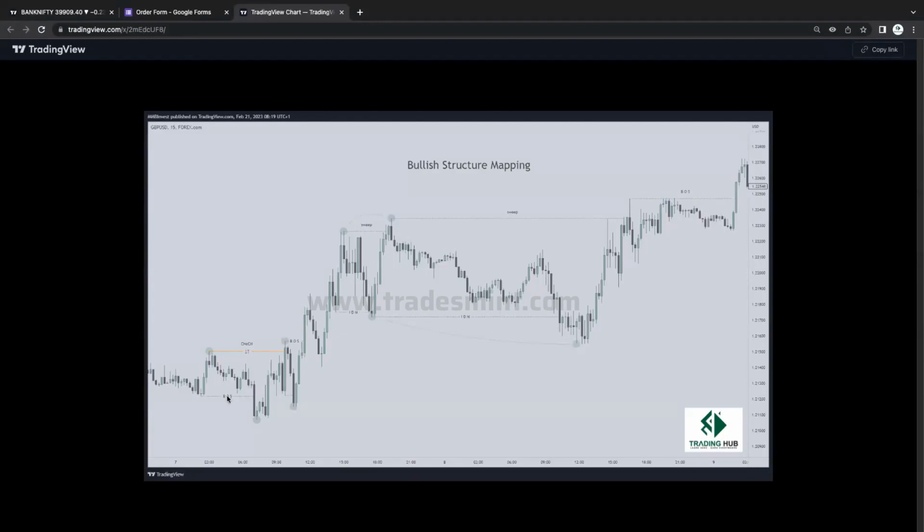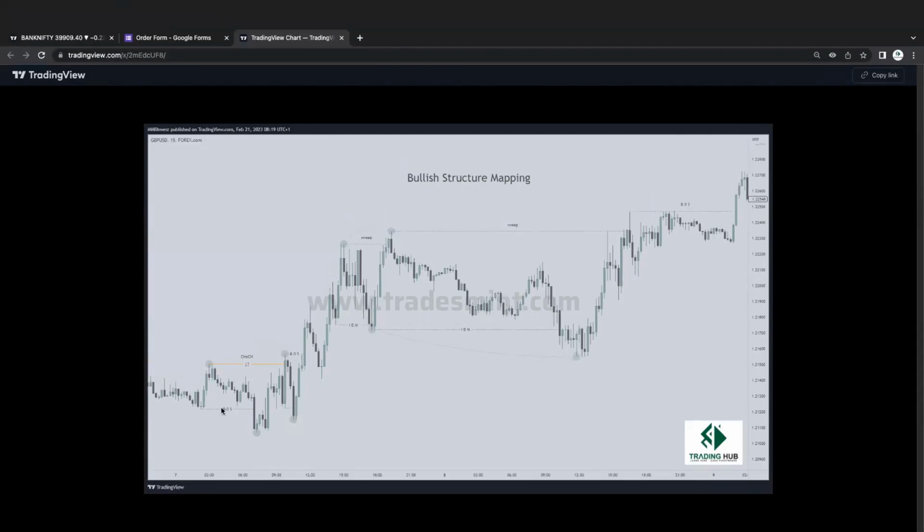This structure mapping is here. I don't know why you marked this as a BOS, but this is a lower low here because, I'm not sure how you have done it. Taken out the inducement, break of structure. Taken out the inducement, higher high, sweep, transferred here to here, correct. Taken out the inducement, lower low, sweep, sweep, perfect.